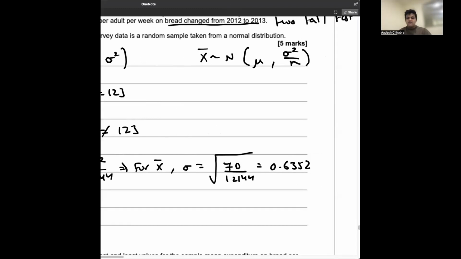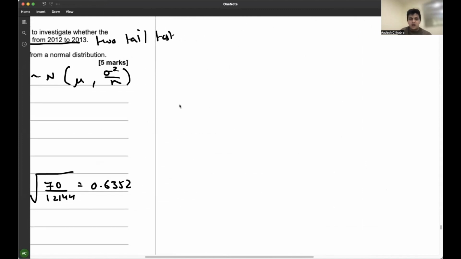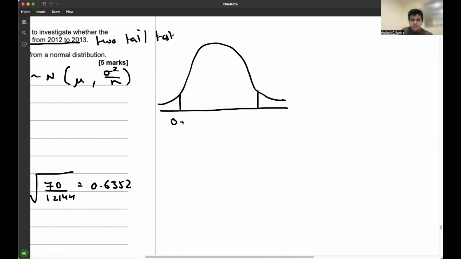Now that we have these values, we can go ahead and graph out our distribution. Since this is two-tailed, it will look like this, where we have one tail on this side, one tail on this side, and each tail is 0.025, so 2.5% here and 2.5% on the right hand side. So 1 minus 2.5% is just 0.975.